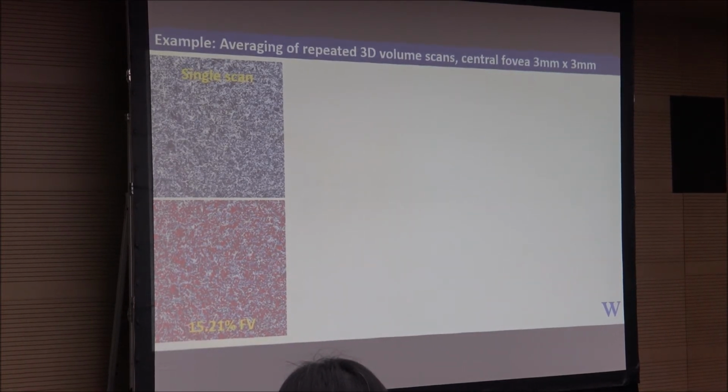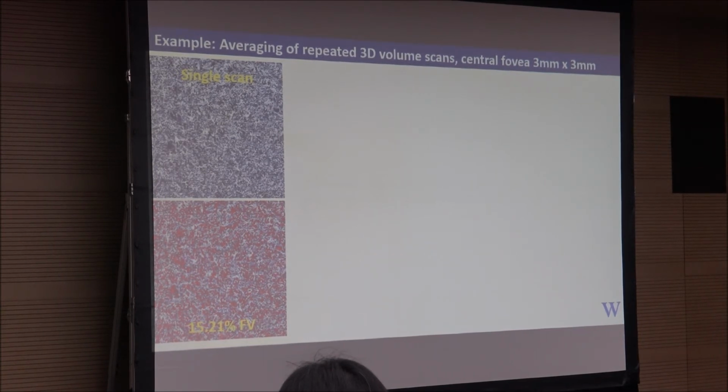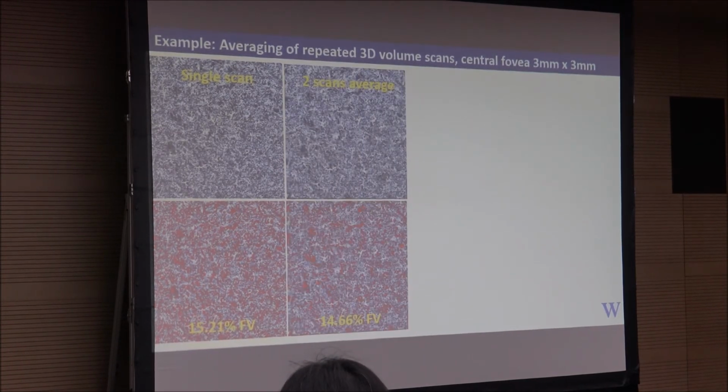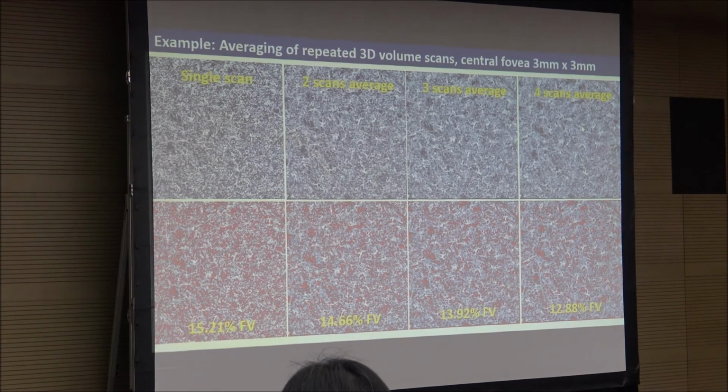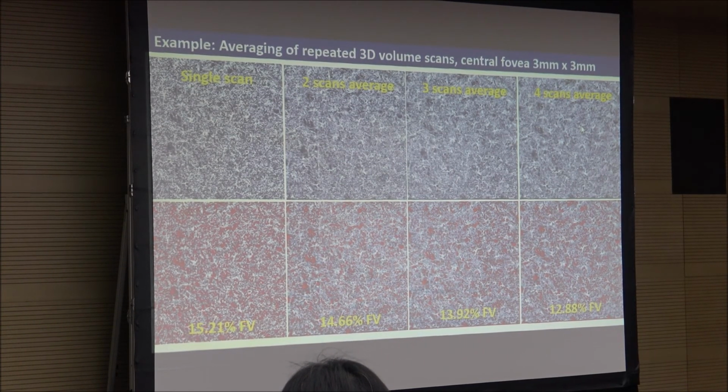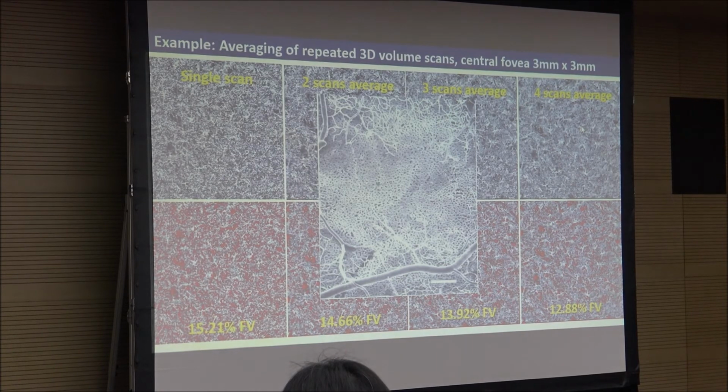This is a single scan using the Angioplex. From the single scan, you don't see any patterns of the choriocapillaris, which actually has lobular structures. If you do the twice average, that improves quite a lot, and then 3 times average and 4 times average. At 4 times average, you can see quite clearly the lobular structures under the fovea. And this has a very good agreement with the histology.